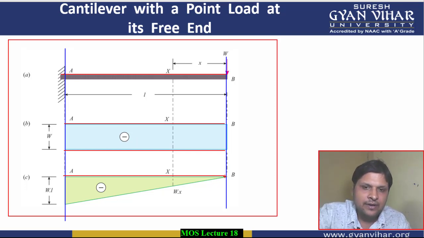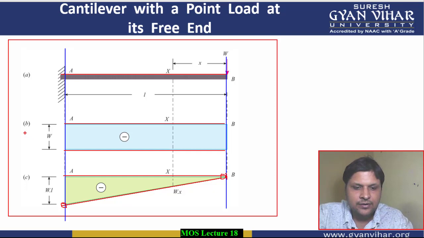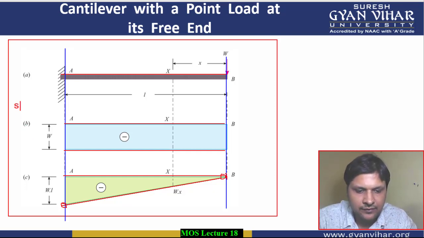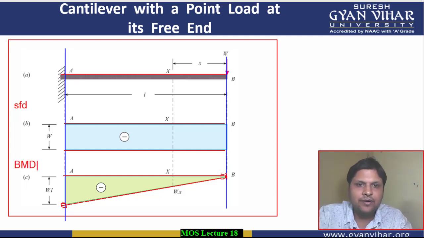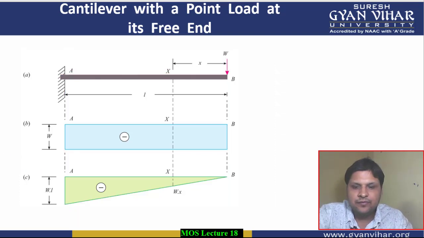And since the bending moment value is dependent on the distance from point B, at B it is equal to 0, and at A it is equal to WL. Joining these two, you get an inclined line like this. So now this is your bending moment diagram. This is your shear force diagram, and this is your bending moment diagram. I hope you have understood how to draw the shear force and bending moment diagram for a cantilever beam subjected to point load.